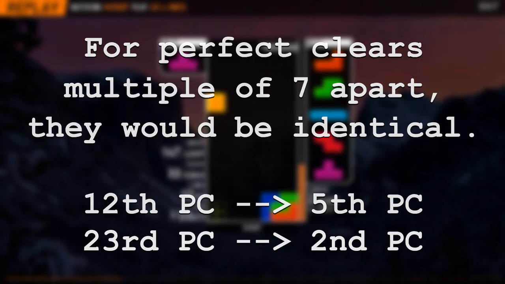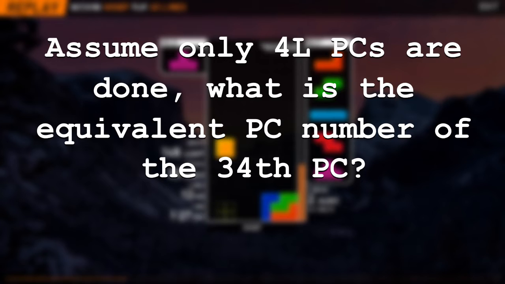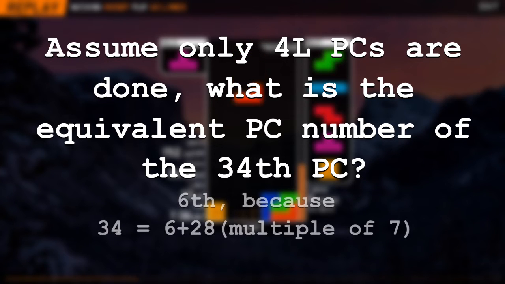For example, assume all perfect clears are 4 line perfect clears. What is the equivalent PC number of the 34th PC? The answer is the 6th PC.